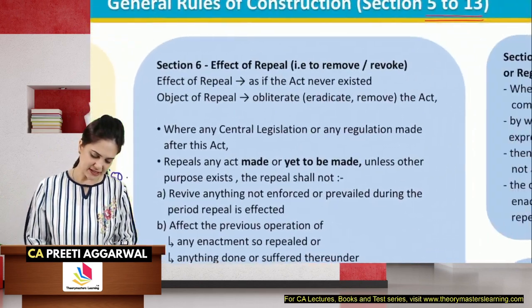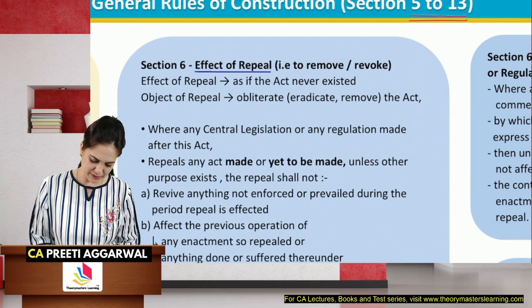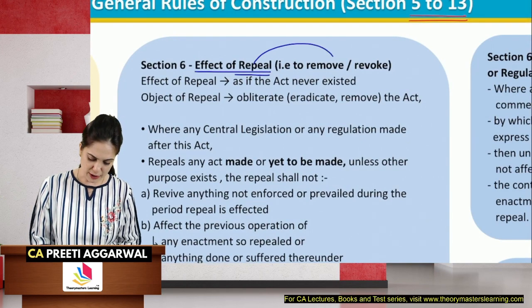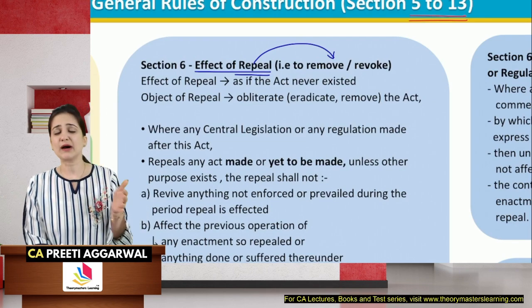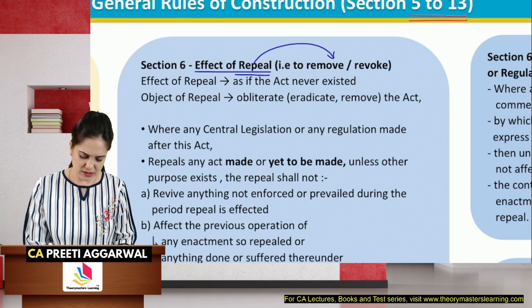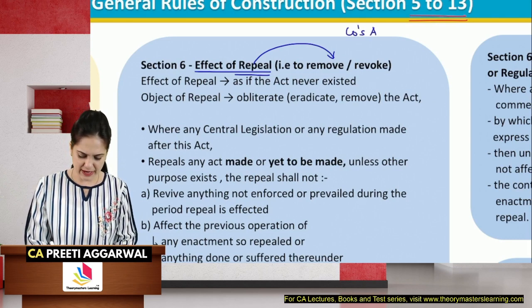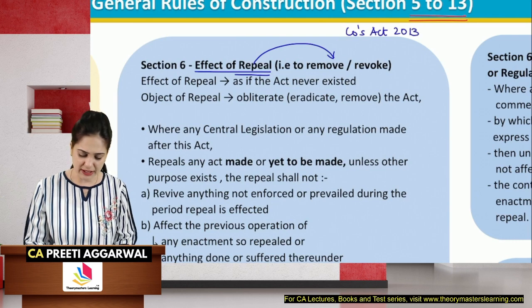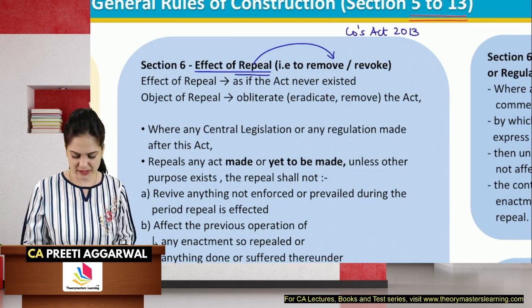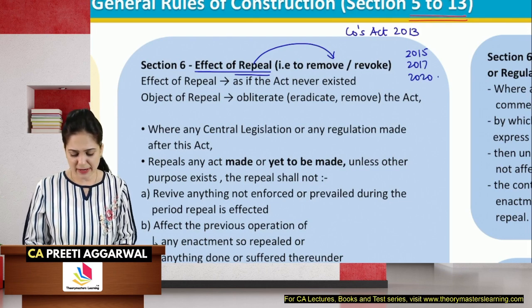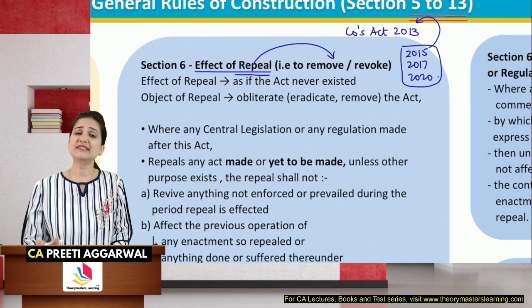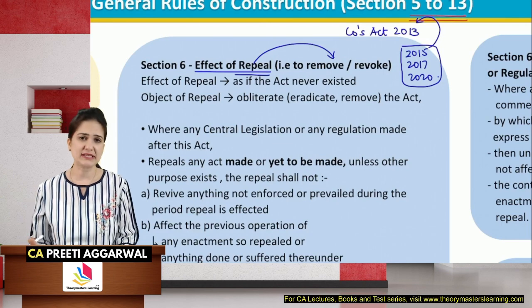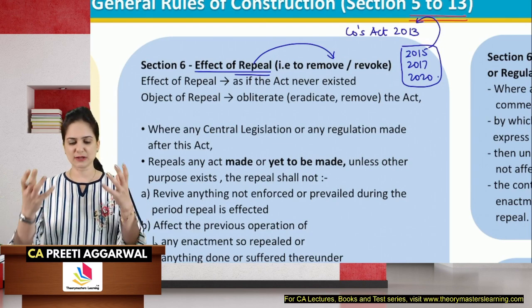Then section 6 covers the effect of repeal. Now, what is the meaning of repeal? Repeal means to remove or revoke. Sometimes the acts have completed their work, like an Amendment Act. The Companies Act was enforced in the year 2013, but there were so many amendments which came after that, in, let's say, 2015, 2017, 2020. The main aim of an Amendment Act is to make changes in the main act. Once their purpose is over, we no longer require these acts. So many of these Amendment Acts are generally repealed.